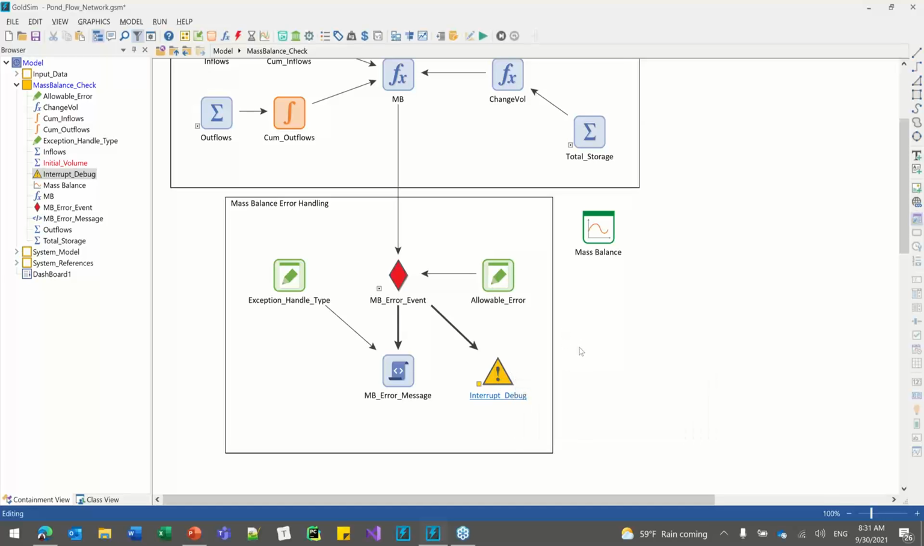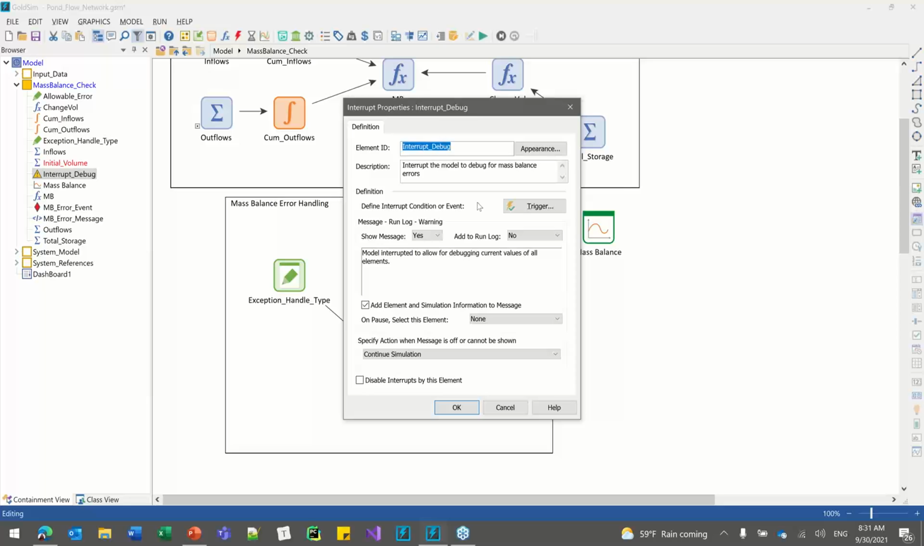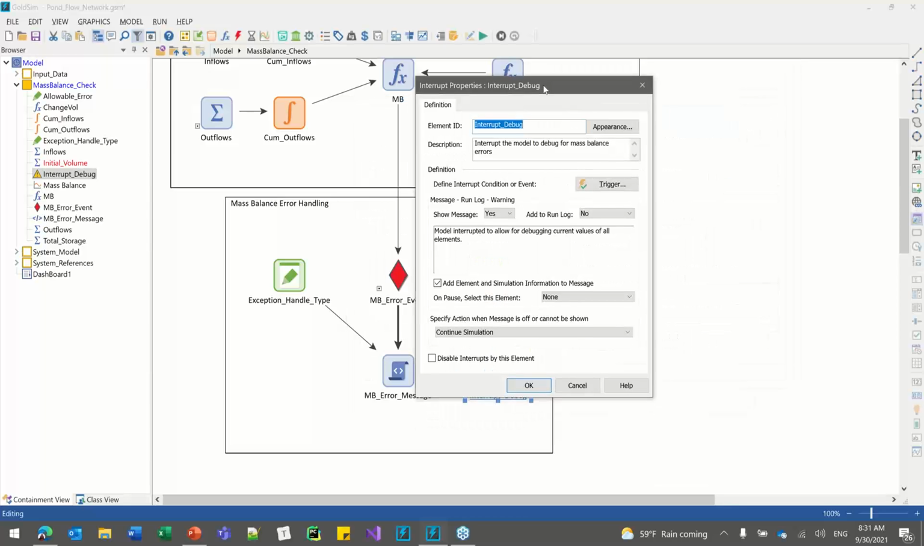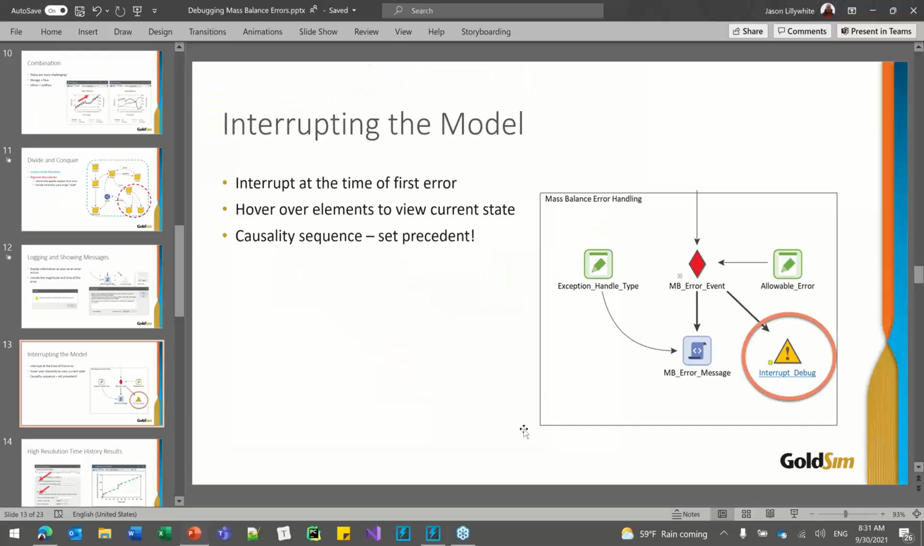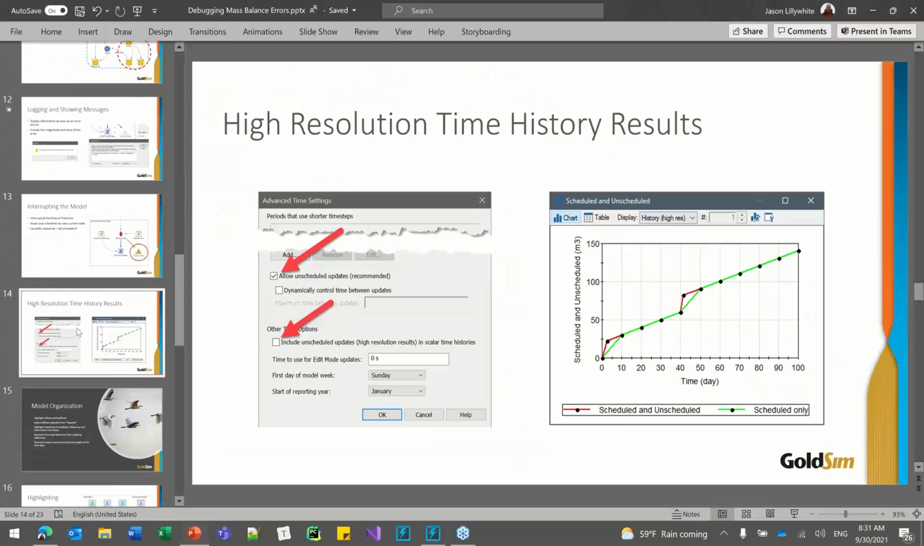So I realize this is a bit of an advanced topic, but definitely very helpful, because in the case in which this interrupt is not last, let's say it happens near the beginning of your causality sequence, well, that means everything you go and hover over will not be up to date. I probably don't need to demonstrate how that works, but just keep that in mind as you're building the model.